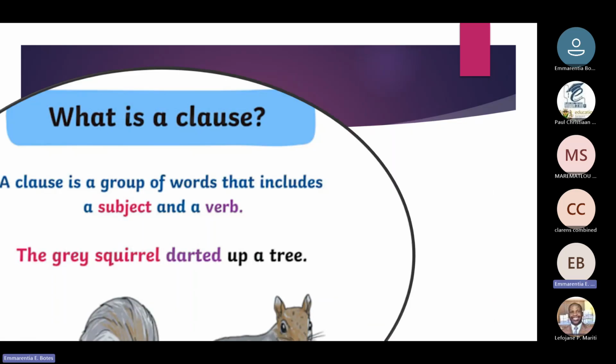Right, so the first thing we need to do is see what a clause is. Let's just revise that before we continue. A clause is a group of words that includes a subject and a verb. An example: the grey squirrel darted up the tree. That is what a clause is. Now we are going to look at main or independent clauses.